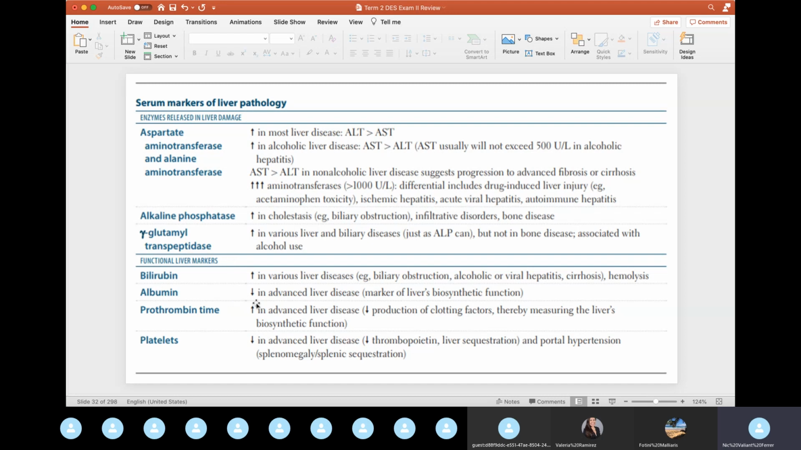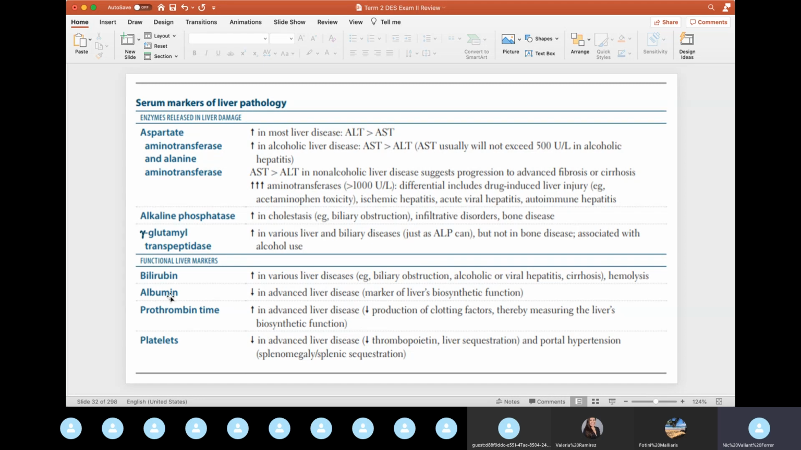Albumin, don't forget, it is decreased in advanced liver disease. High yield, this is a marker of the biosynthetic function of your liver. Okay, that's your albumin. PT, right? Increased in advanced liver disease.